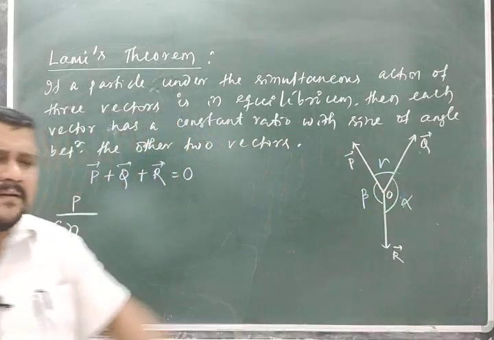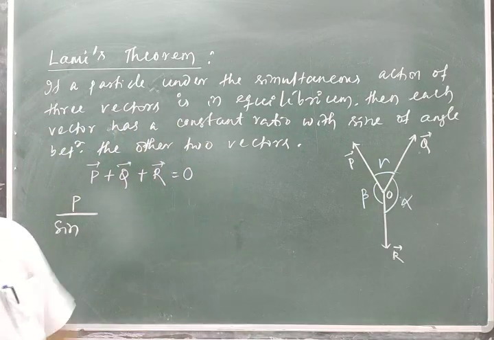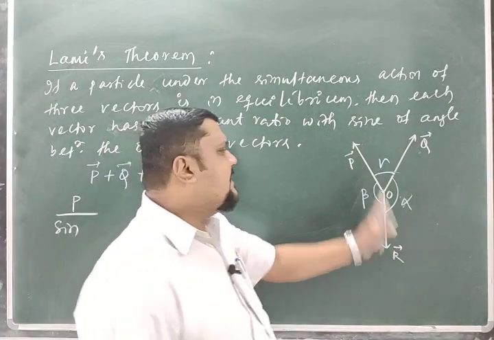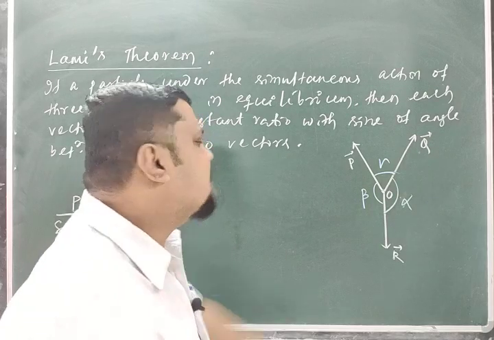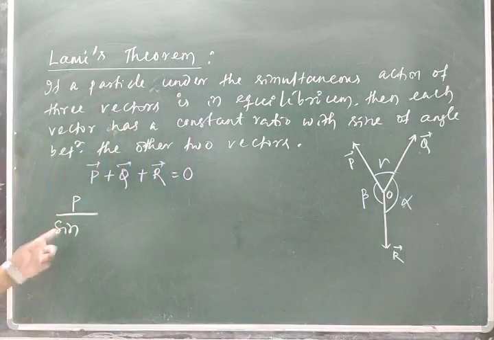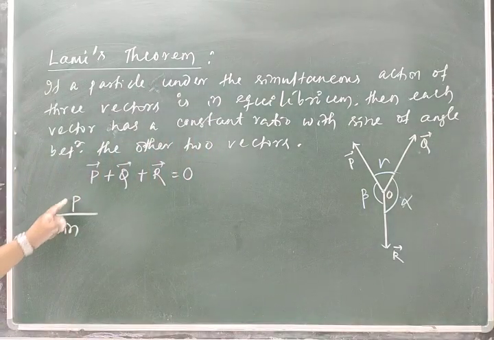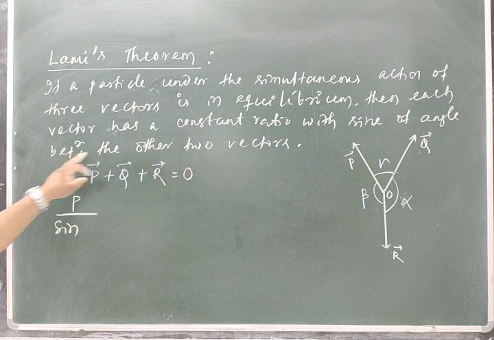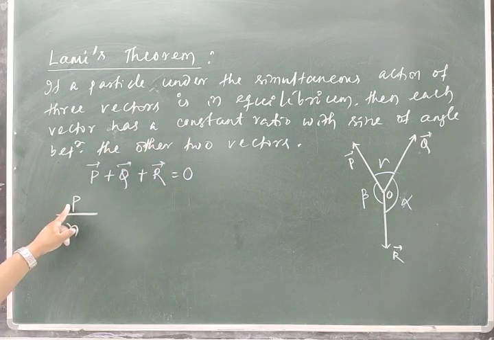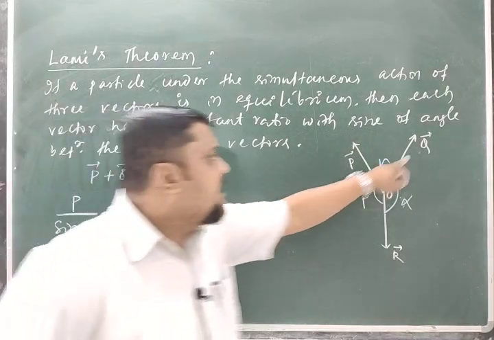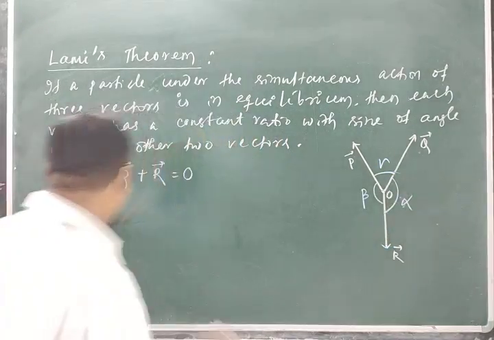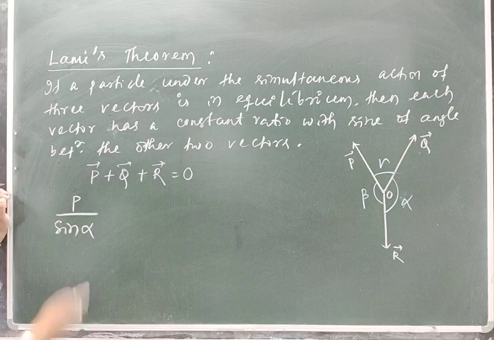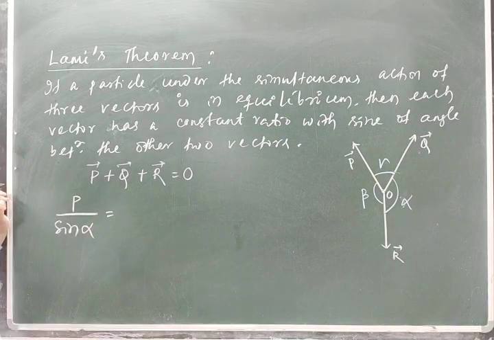You can take theta 1, theta 2, theta 3, any angle. So I have considered this alpha, beta, gamma. For convenience, I have considered this alpha, beta, gamma. So P has a constant ratio with the sine of the angle between the other two vectors. If I consider P, the other vectors are Q and R, the angle between them is alpha, so this is P by sin alpha. This is a constant.